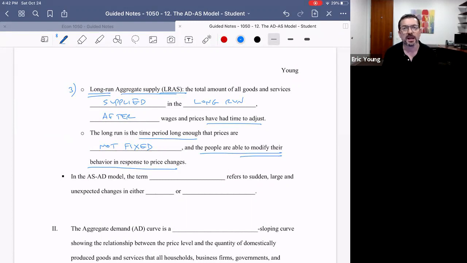One final thing I want to point out to you, a definition that we're going to see throughout this model. In this model, the term shocks refers to any sudden, large, and unexpected change in either AD or SRAS. So we've got this model. This is a brief overview. We know our three parts. We know about the long-term, short-term distinction, and we know that this model will be affected by supply or demand shocks. That's it for this brief intro.